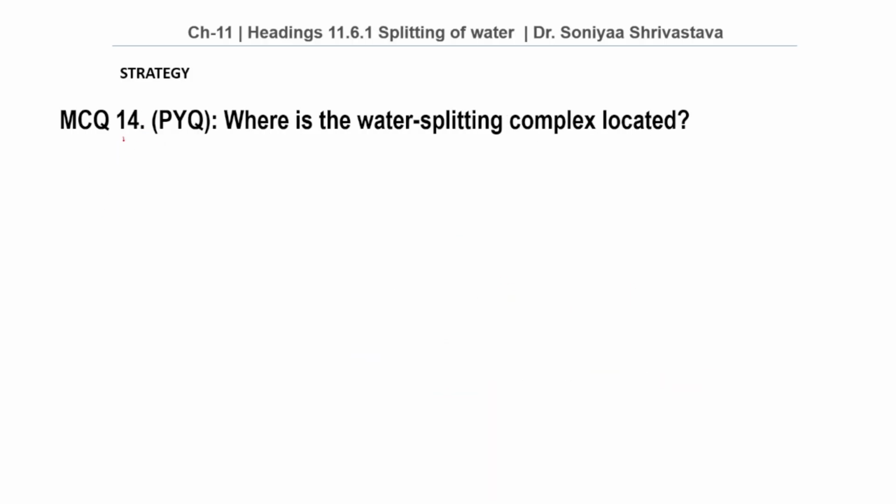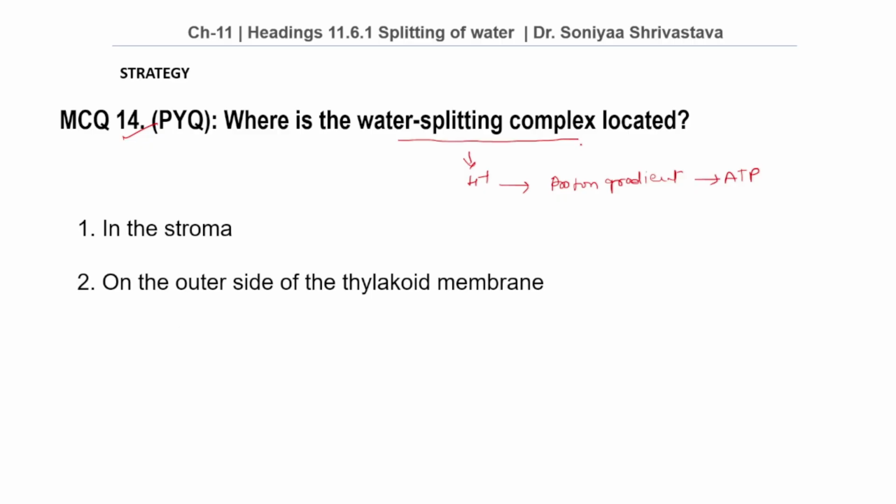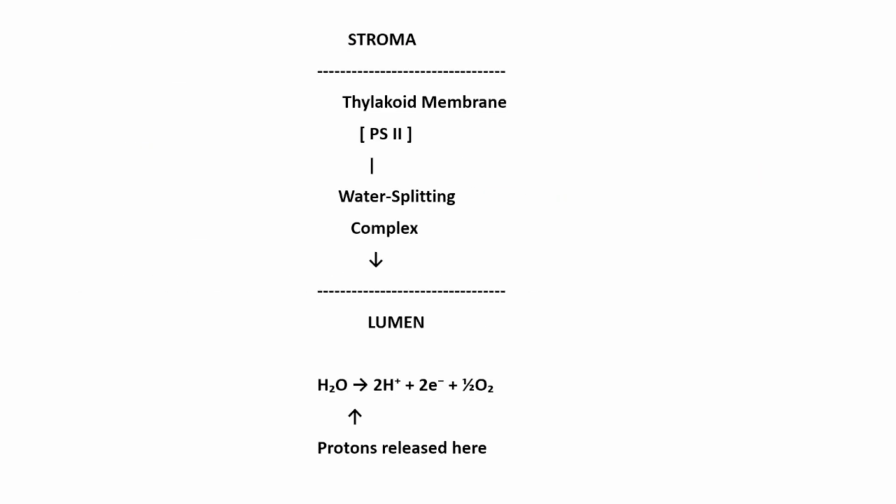Moving on to MCQ number 14. Where is the water splitting complex located? Student, water splitting is not done randomly anywhere in the chloroplast. Its location is extremely important because it releases protons, and those protons are needed to build the proton gradient to synthesize ATP. Now the question is, where is the water splitting complex located? So before coming to the options, let's see the flow diagram.